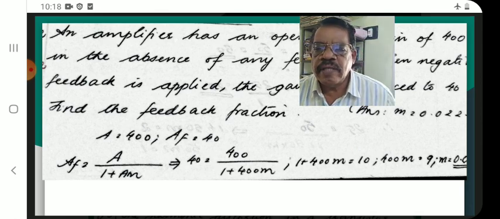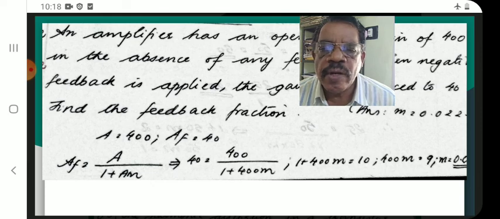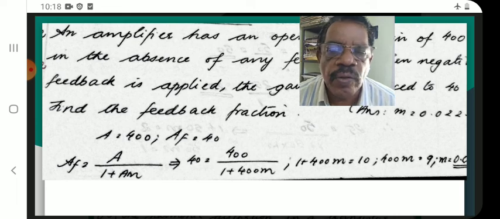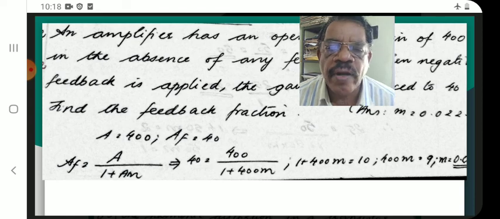AF is A by 1 plus AM. 40 is 400 by 1 plus 400 M. 1 plus 400 M is equal to 10. 400 M is equal to 9. M is 9 by 400. That you calculate. Answer is 9 by 400.